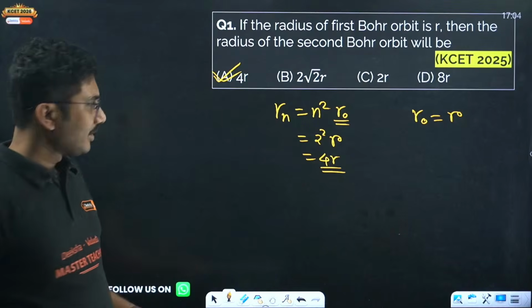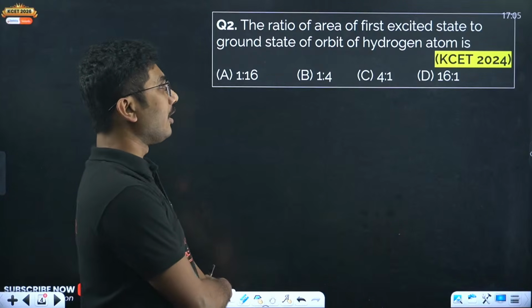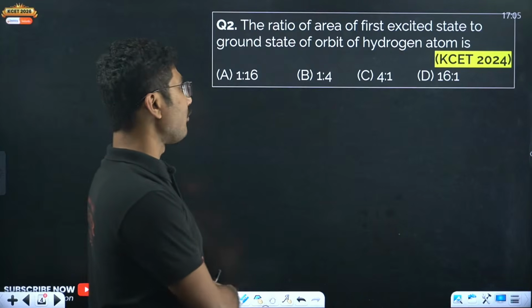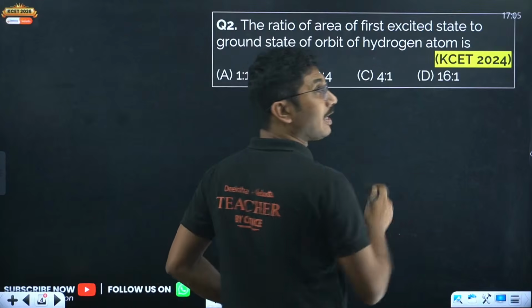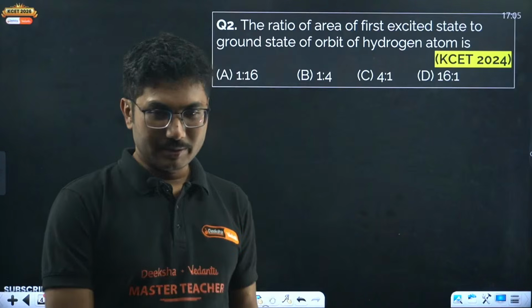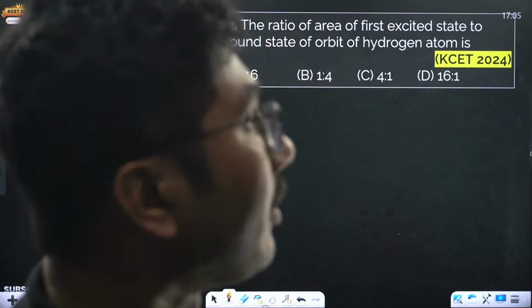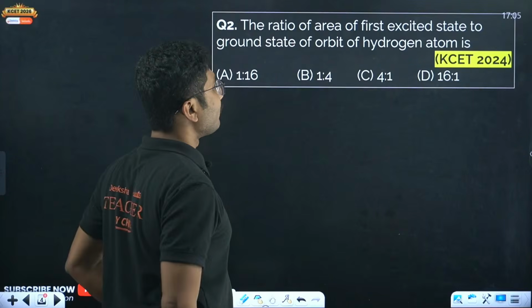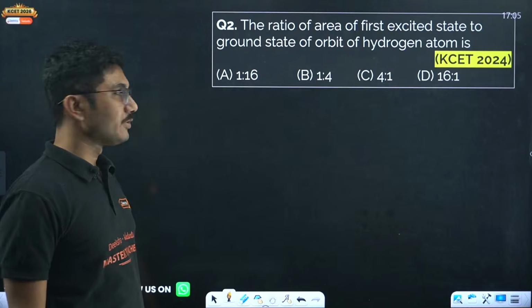Vijay. Now next question: the ratio of area of first excited state to the ground state of orbit of hydrogen atom is? So ratio of area, just give me a second, my AC is not functioning. Okay, now the ratio of area of first excited state to the ground state of orbit of hydrogen atom is?